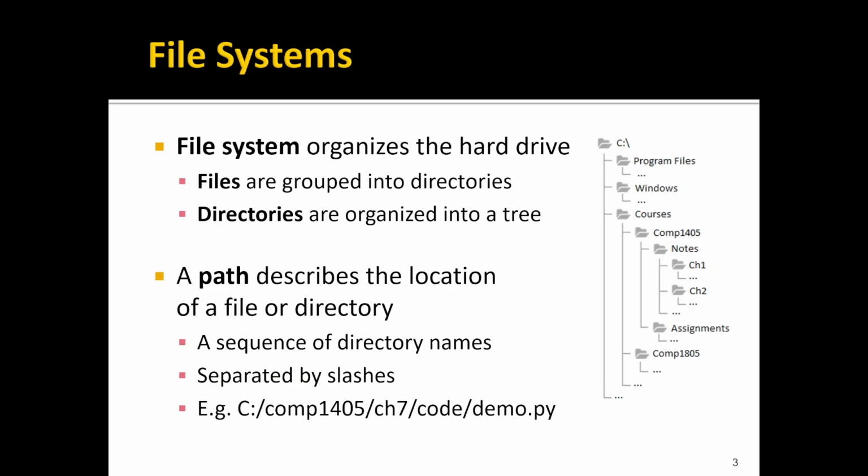So the top of the file system tree is what's known as the root. In Windows, this is just the name of the hard drive, so C:\. In Unix or Mac, this is just the /. And a path is the location of a file on your system. So a path is a walk from the root down to a specific file or directory.